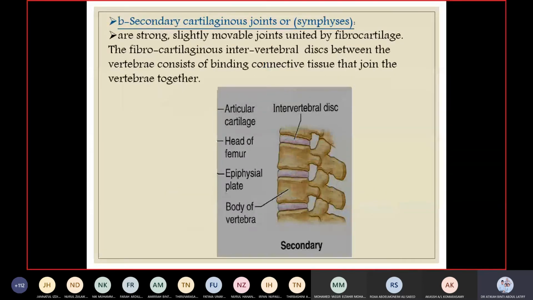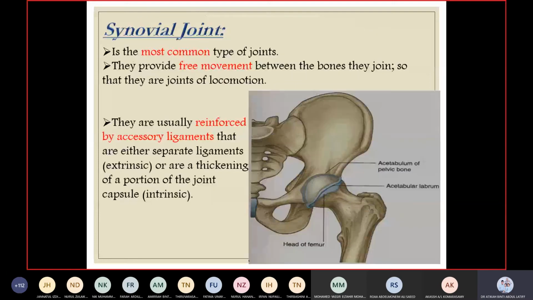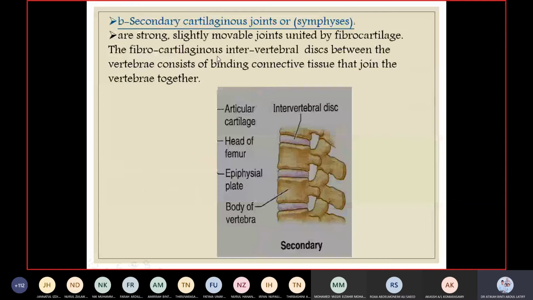The next type of cartilaginous joint is the secondary cartilaginous joint. Okay, and this can be found in the intervertebral disc, the disc between your vertebra. Okay.